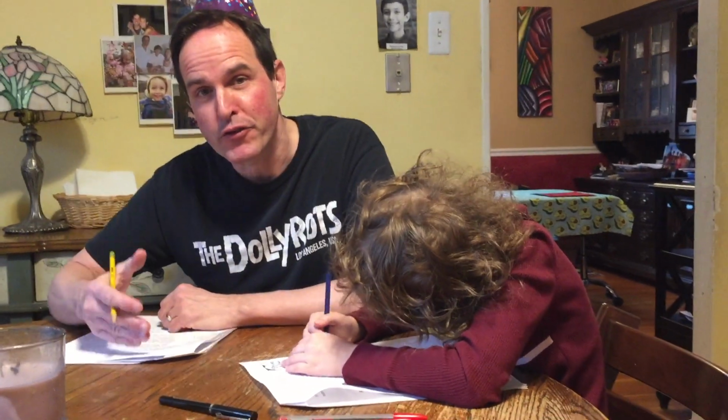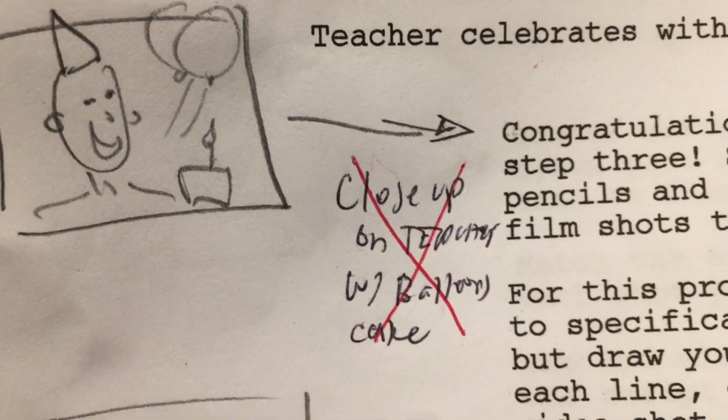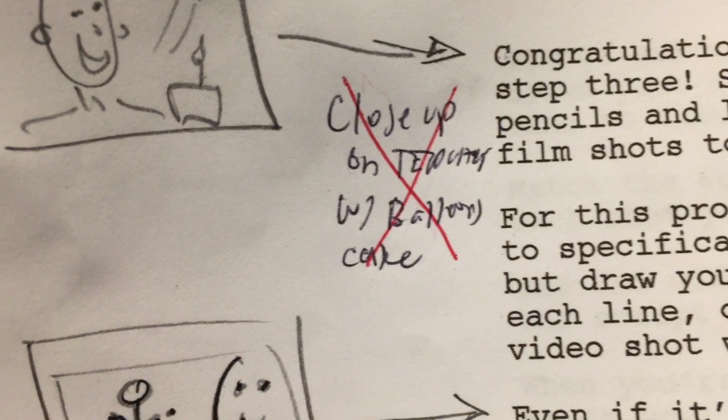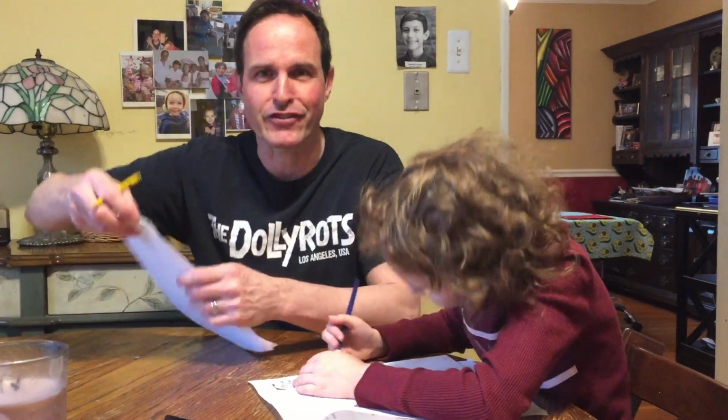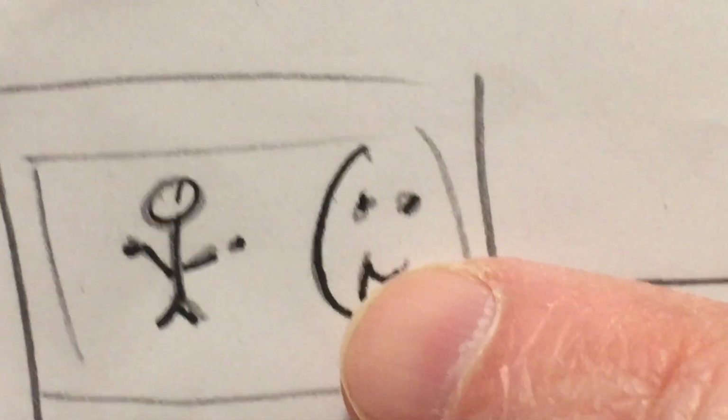Congratulations, you've made it to step 3. Now let's get out those pencils and start adding film shots to your script. For this next part of the project, I would like you to specifically draw, not write words next to, but draw images of what you think each shot of your line of dialogue will look like. Kind of like this, even if it's a stick figure.